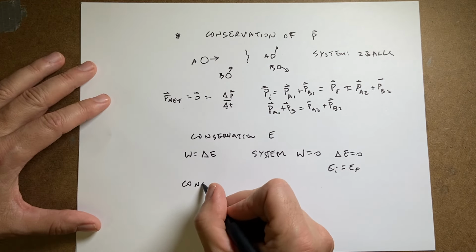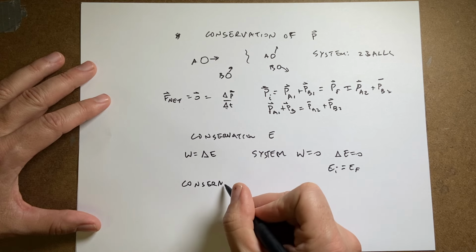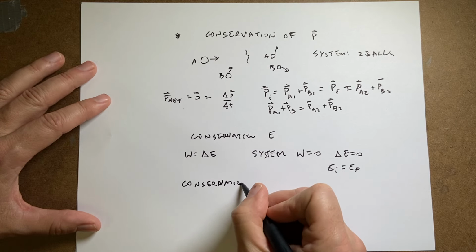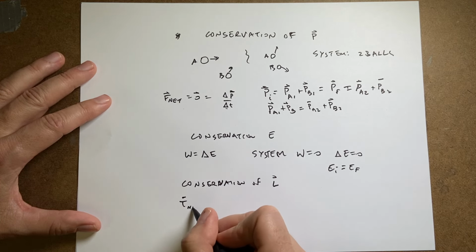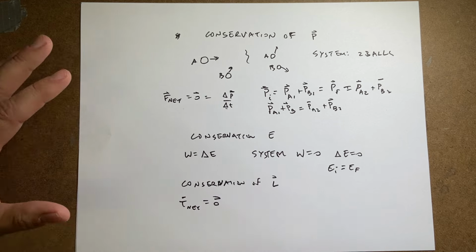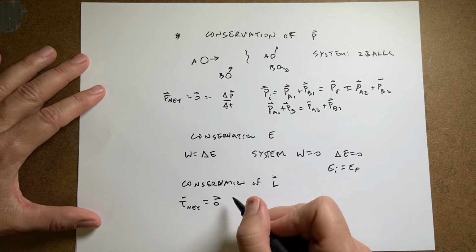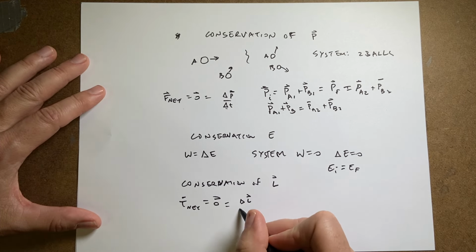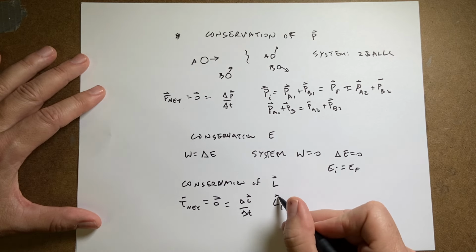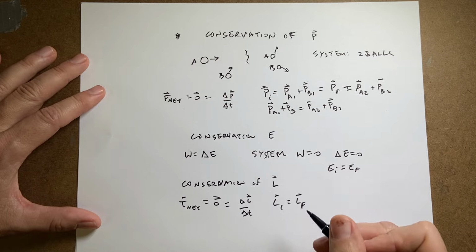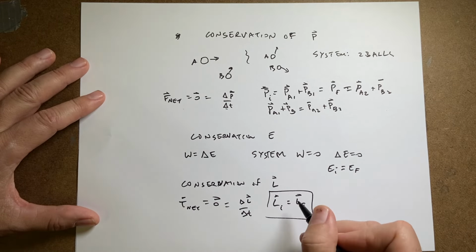Conservation of angular momentum. So torque net equals 0. If I pick a system such that the net torque is 0, then the change in angular momentum with respect to time is 0. So L initial equals L final. Angular momentum is conserved.